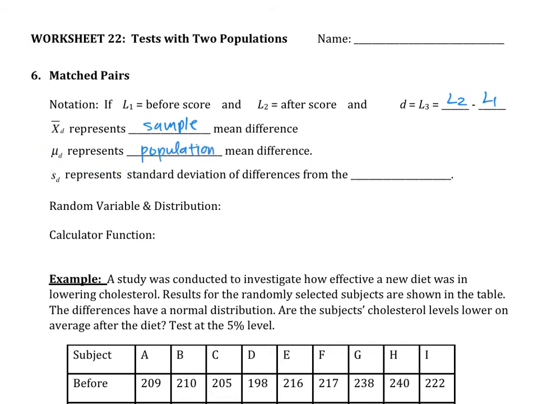So we have 2 samples, one for before, one for after. We'll merge that into one sample, which is the difference. That we'll just test on that difference sample. S represents the standard deviation of the difference from the sample. All right, so this is going to be a T distribution. On the calculator's function key, basically, it's going to be a T test, because even though we have 2 samples, we basically merged that into one sample. So we'll do a T test on L3.